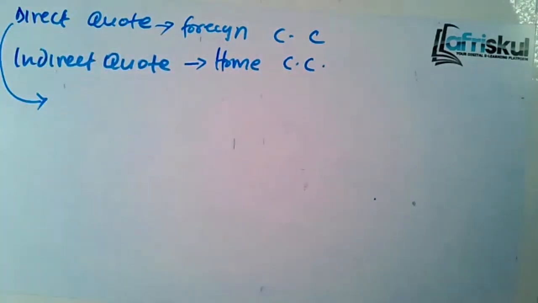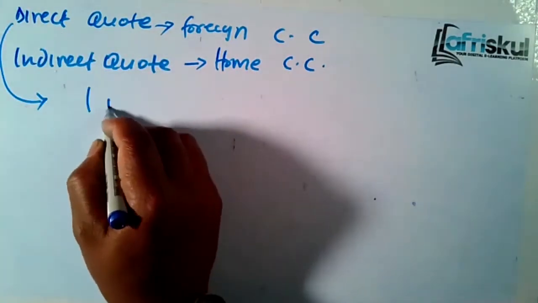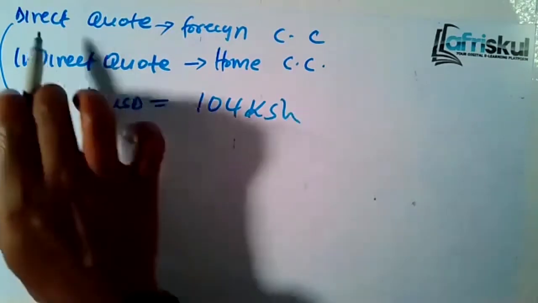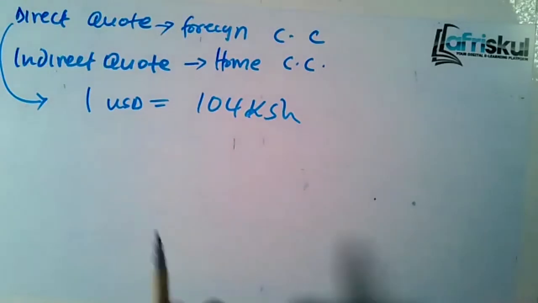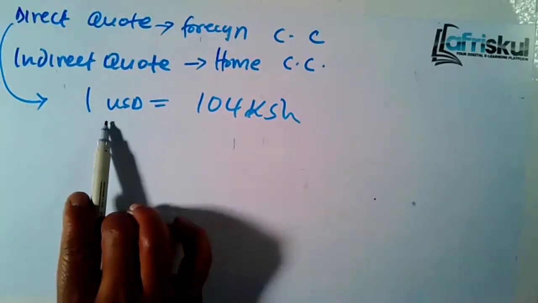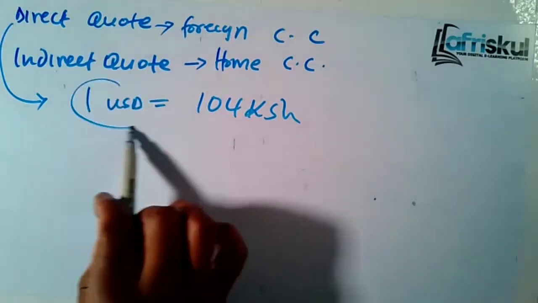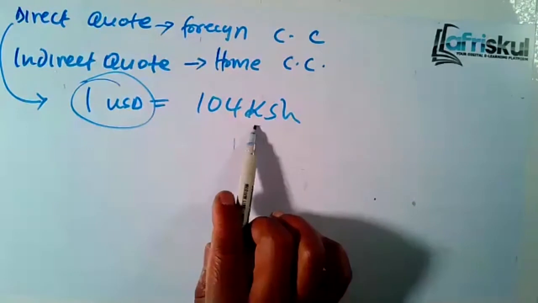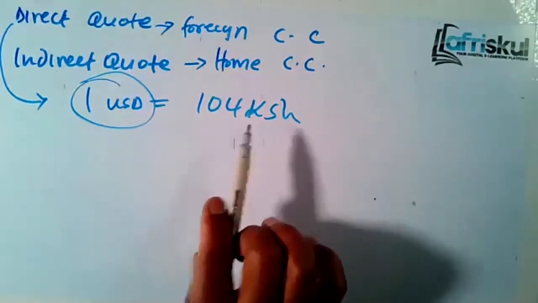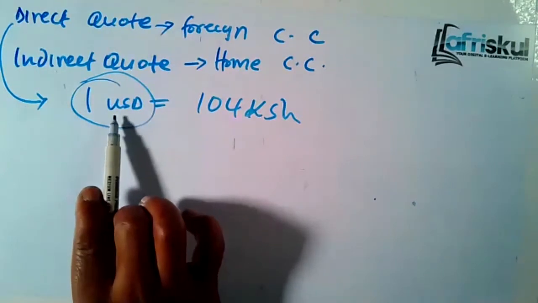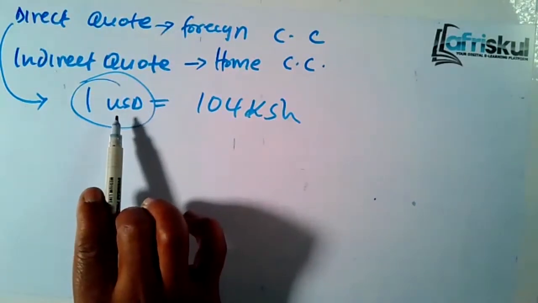In this case, for example, if you're told that $1 is equal to 104 Kenyan shillings, that's a direct quote. In Kenya, this is the home currency, this is the foreign currency. So this is the commodity. That means you require 104 units of Kenyan shillings for you to acquire $1. Now that's what we call a direct quote. So first of all, you have to determine which is the home currency.